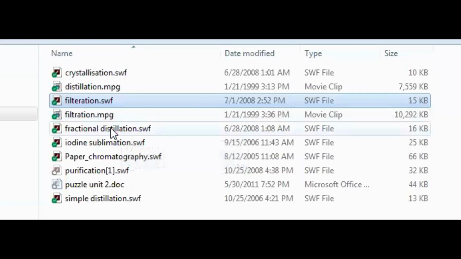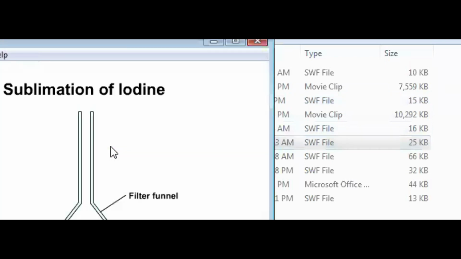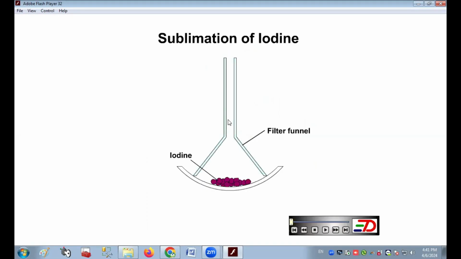Now the next one is sublimation. Sublimation is a process in which, when we heat a solid, it changes into gas directly. Usually, when we heat a solid, it turns into liquid, and then the liquid turns into gas. But over here, the solid turns into gas directly.